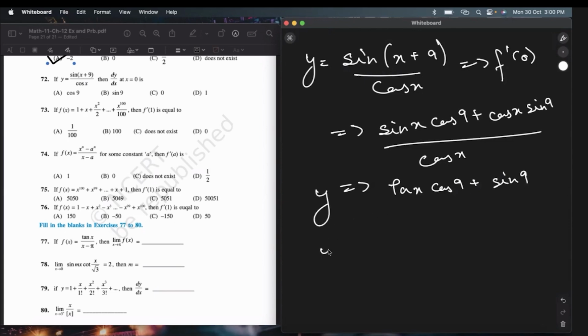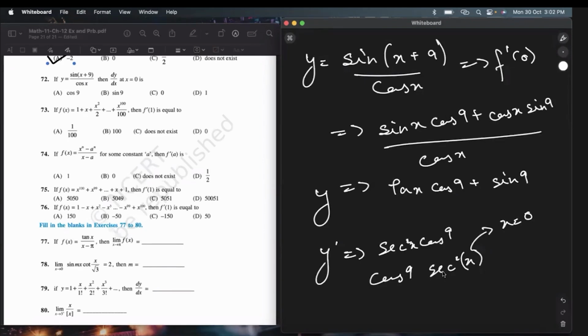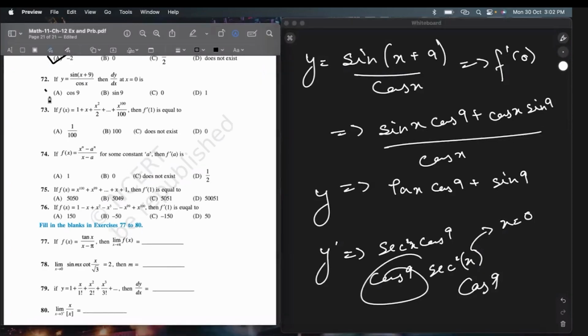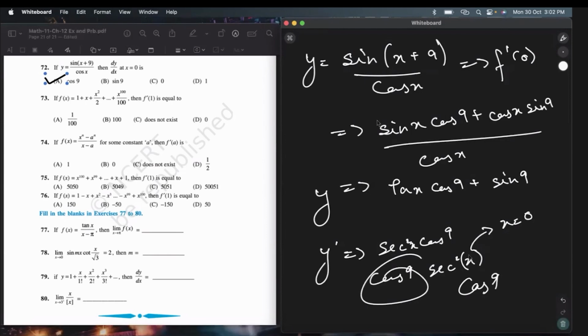And if I take y dash, it will be sec square x times cos 9, and the second term will be 0. So I have cos 9 times sec square x, and the value of x is 0. So at x equals 0, cos is 1, so sec will be 1, so the answer will be cos 9. Alright, so this will be the answer. Yeah, so let's move on to the next question, which is question number 73. Alright.